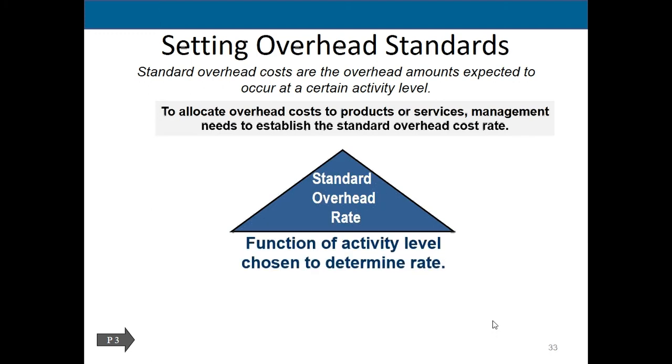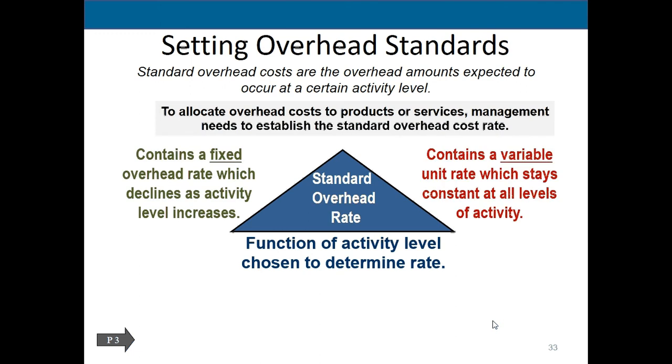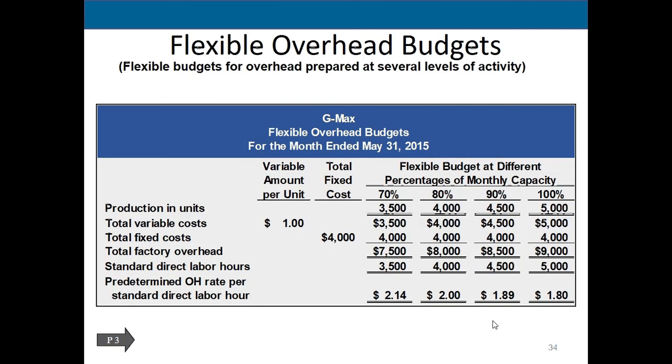Remember, it is a function of an activity level, such as direct labor hours. And remember that it always has a fixed piece and it always has a variable piece. So that's what makes this hard when we're dealing with our standard budget, is that the predetermined overhead rate has a fixed component and a variable component. And in order to really do a flexible budget, we have to be able to separate those things out. So it becomes kind of difficult.